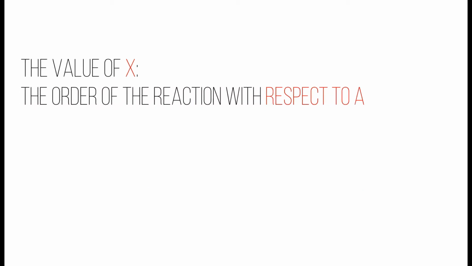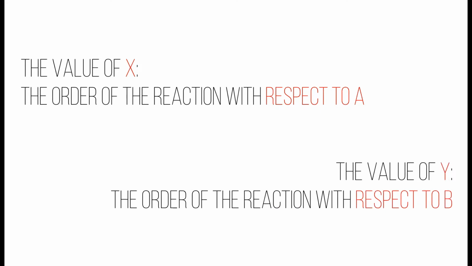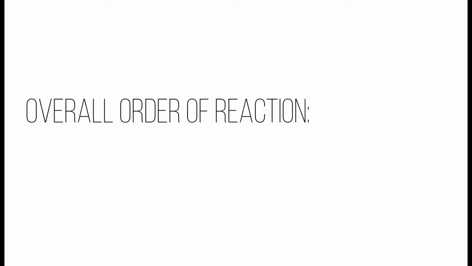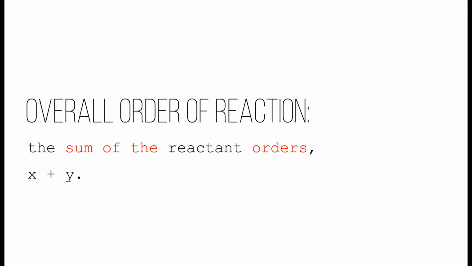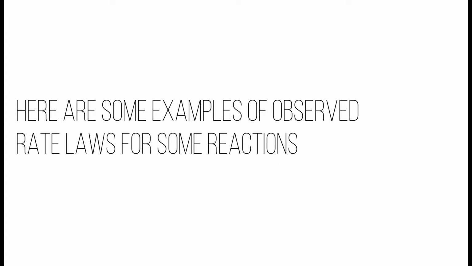The value of x is said to be the order of reaction with respect to A, and y is the order of the reaction with respect to B. The overall order of the reaction is the sum of the reactant orders, x plus y. Note, the orders or exponents in the rate law expression may or may not match the coefficients in the balanced equation. Here are some examples of observed rate laws for some reactions.